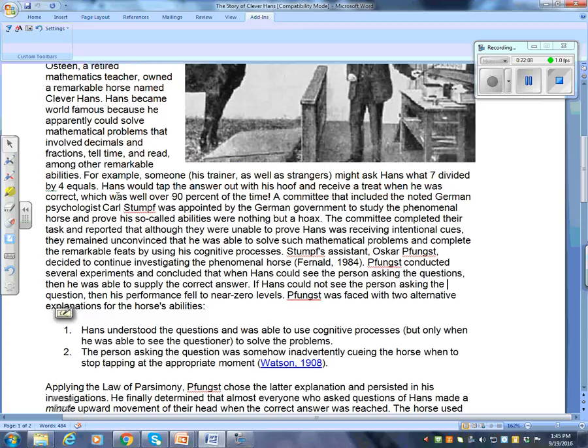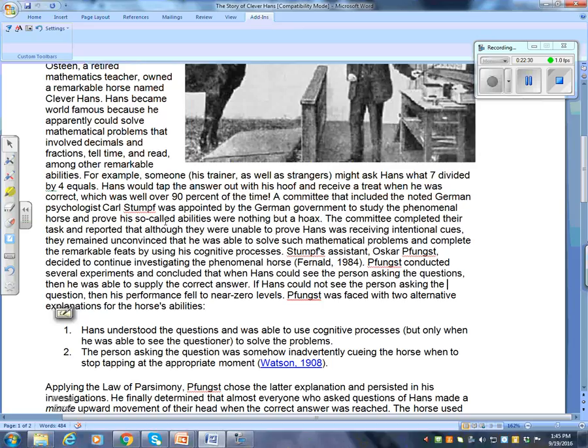Hans, the horse, would tap the answer out with his hoof and receive a treat when he was correct, which was well over 90% of the time. The horse was right over 90% of the time. A committee that included the noted German psychologist Karl Stumpf was appointed by the German government to study the phenomenal horse and prove his so-called abilities were nothing but a hoax.